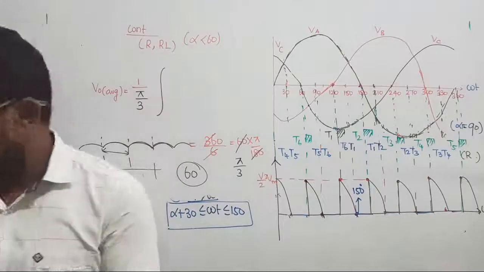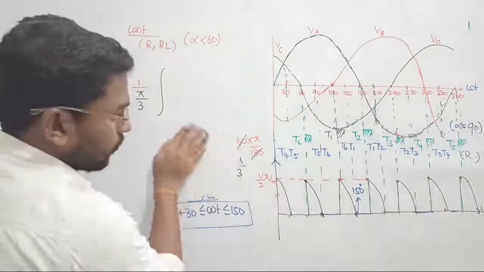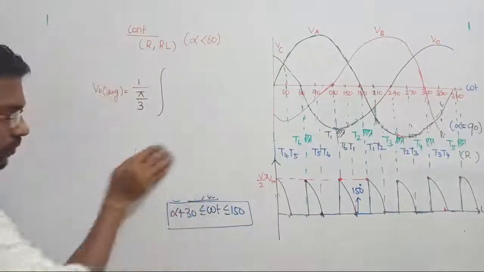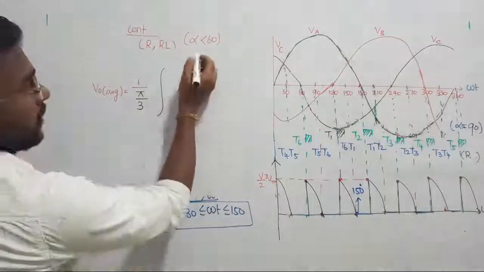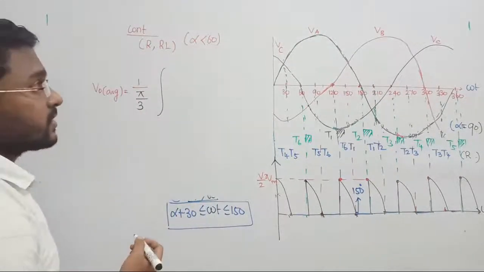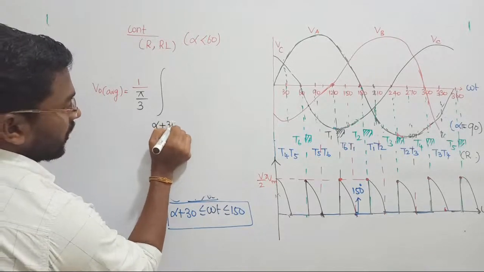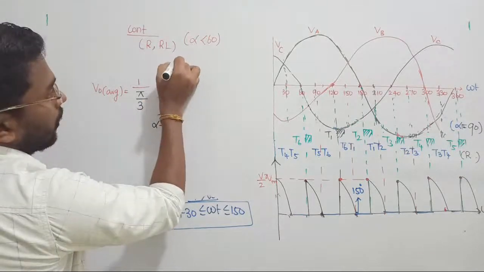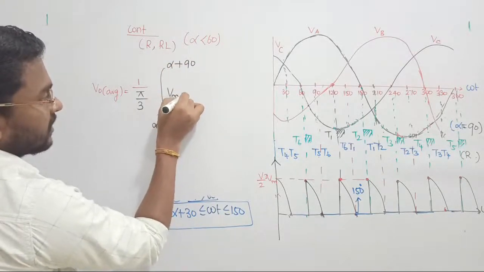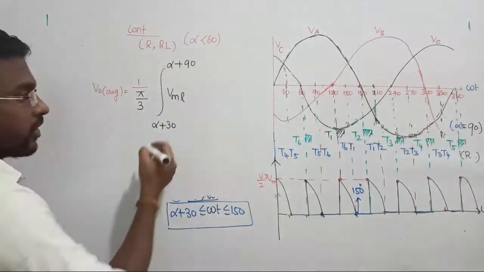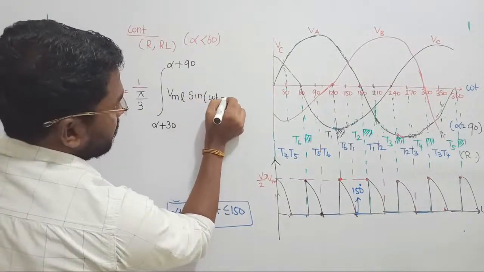Let me rub this next now. First I know in case alpha is less than 60 degree, then your conduction can start from alpha plus 30 to alpha plus 90, and we are going to consider maximum line voltage. Don't forget we are in line voltage. Line voltage எப்படிங்க எழுதுங்க? Sin of omega t plus 30 degree.